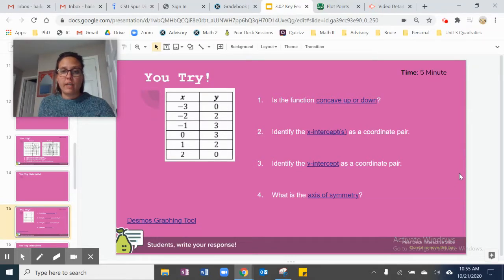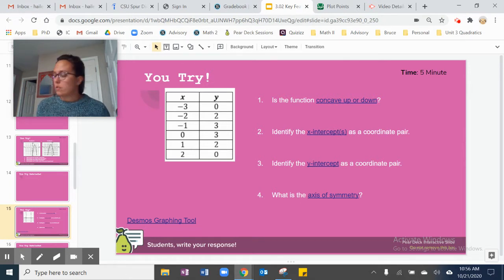Is the function concave up or concave down? Well, it's harder when you're looking at a table, right? Because you just have a bunch of points. So there's 3 ways you can do this. If you're really good at mentally picturing things, you can do it this way. So I'll go over that way first.